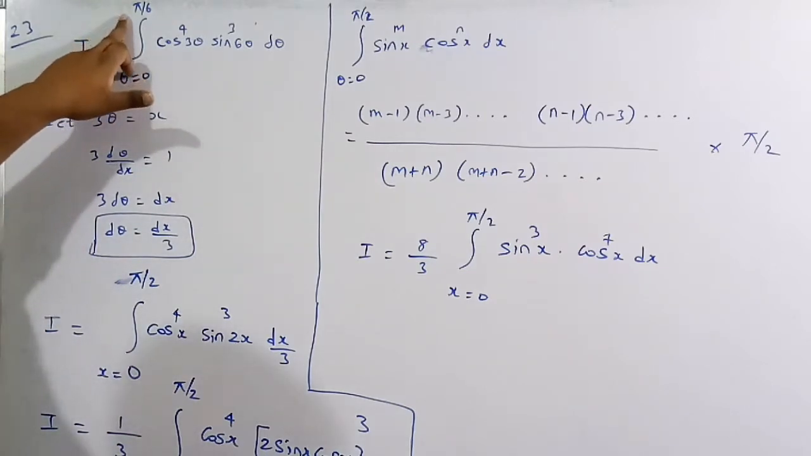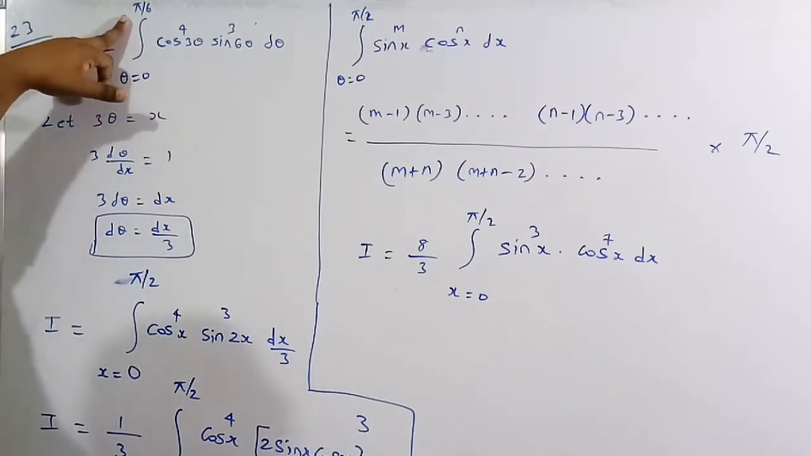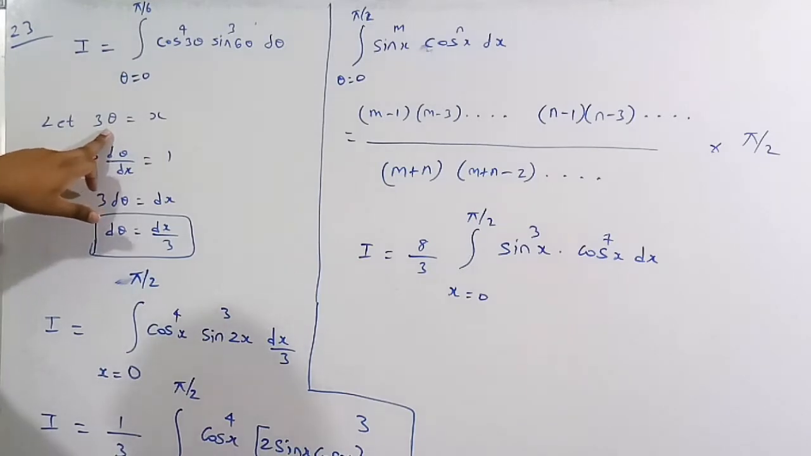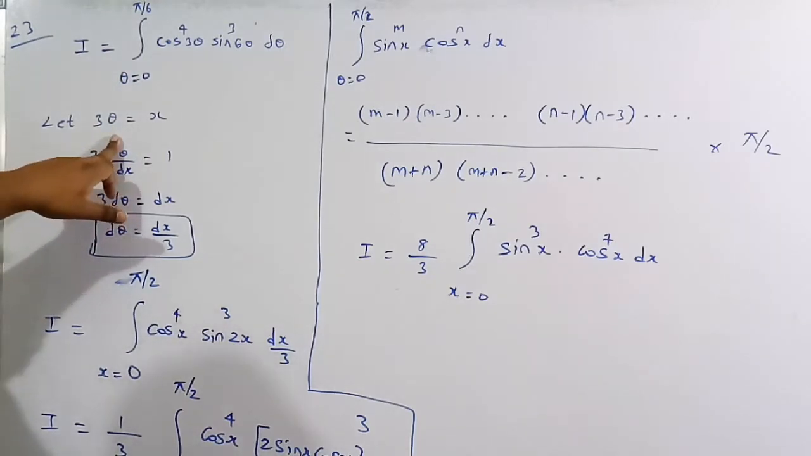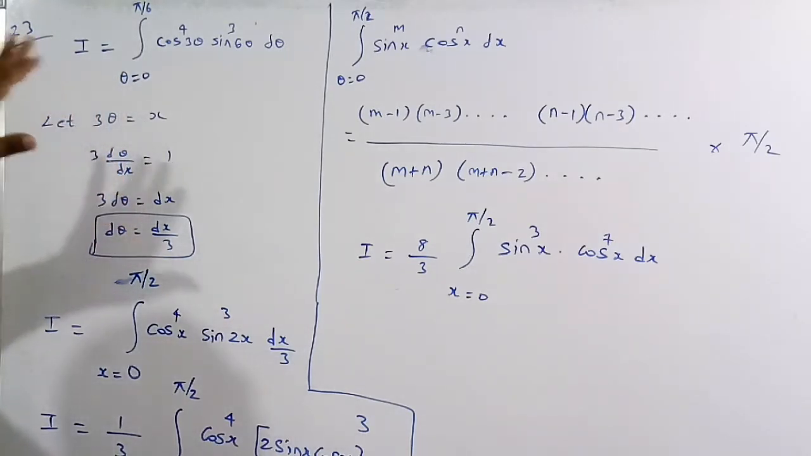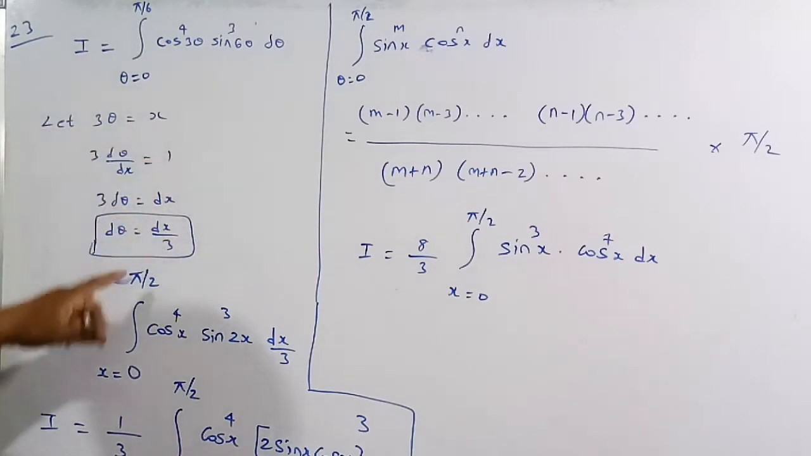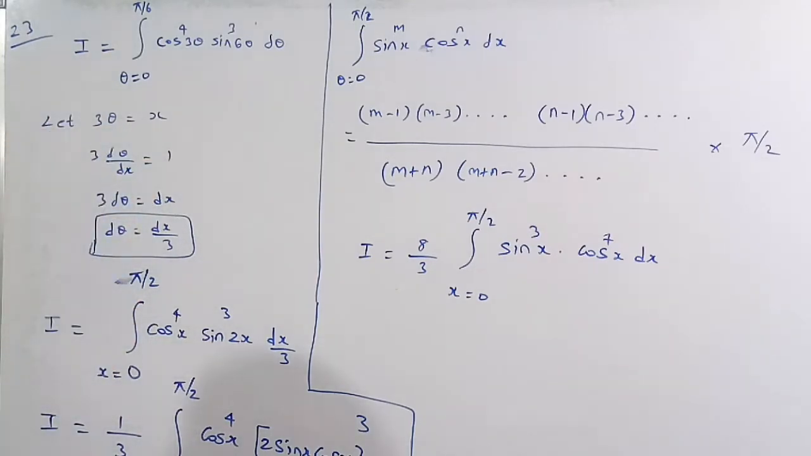If theta is equal to pi by 6, then I need to know what is the value of x. So in place of theta, substitute here. 3 into pi by 6 is nothing but pi by 2. So when theta is equal to pi by 6, the value of x is pi by 2.